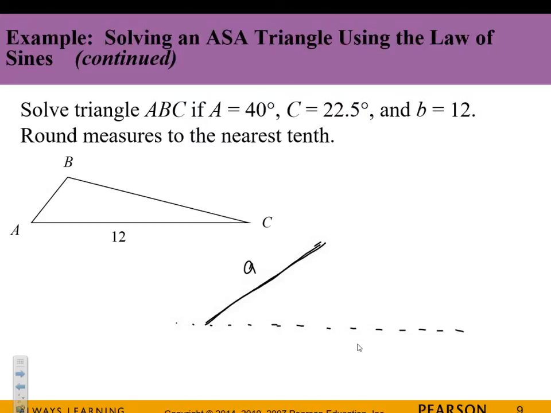All right, so let's go back to this ambiguous case, okay? Actually, I want this to be laid down a little bit more. I think it's more visual that way.